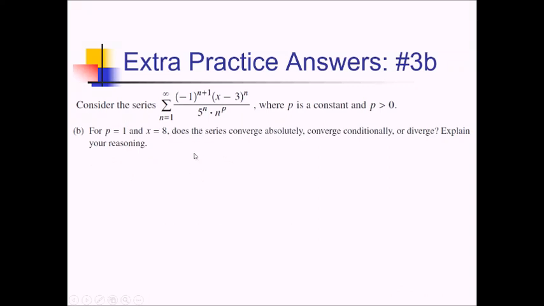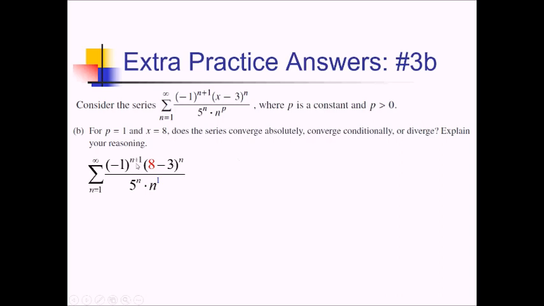For this part, we're given a p-value of 1 this time around. X is still going to be 8. We want to know if that series converges absolutely, conditionally, or diverges. So let's see here. I've got basically everything I had in part A. I have an 8 minus 3 to the n, but now I've got an n to the 1 downstairs.